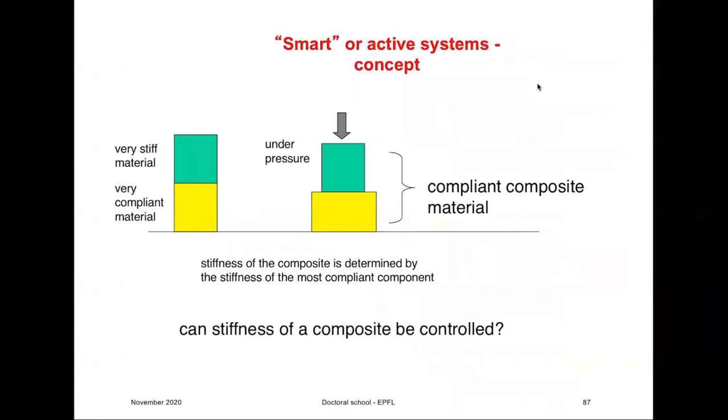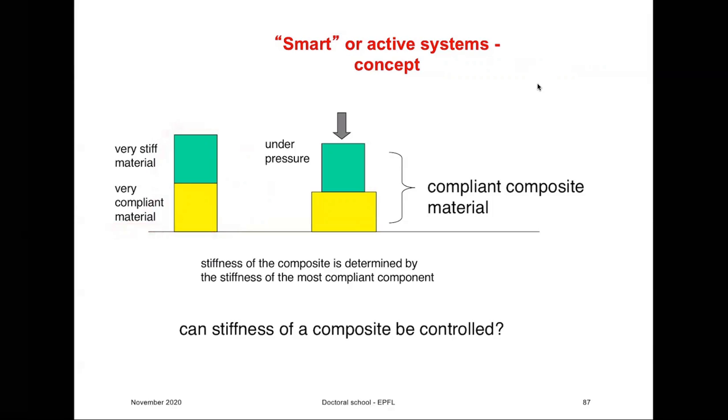There is another way to apply smart or active control and make smart or active systems with piezoelectrics, and that is to actively control the stiffness of the material. So how can you control stiffness of the material? Imagine that we have a very stiff material put on top of a very compliant material. For example, here you have a piece of steel, and here you have a piece of rubber. And the whole sandwich, the whole composite will have a compliance of the softer material.